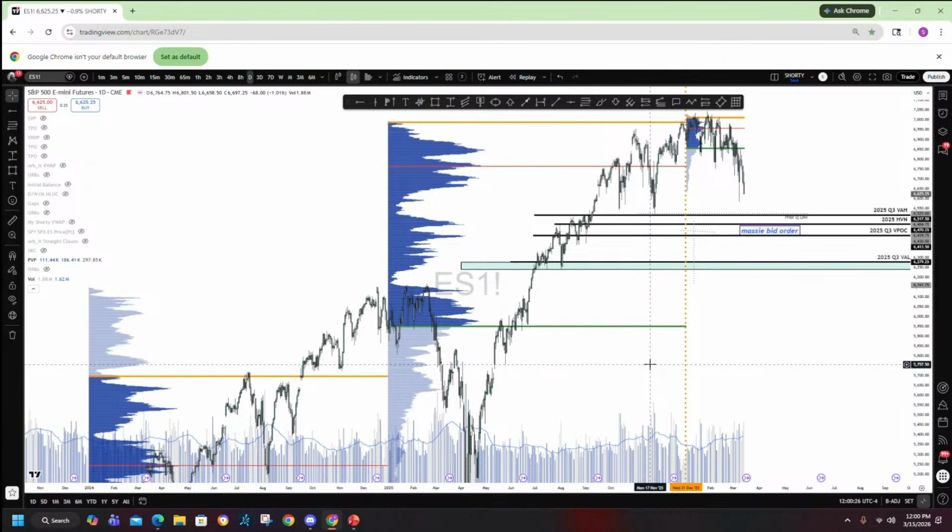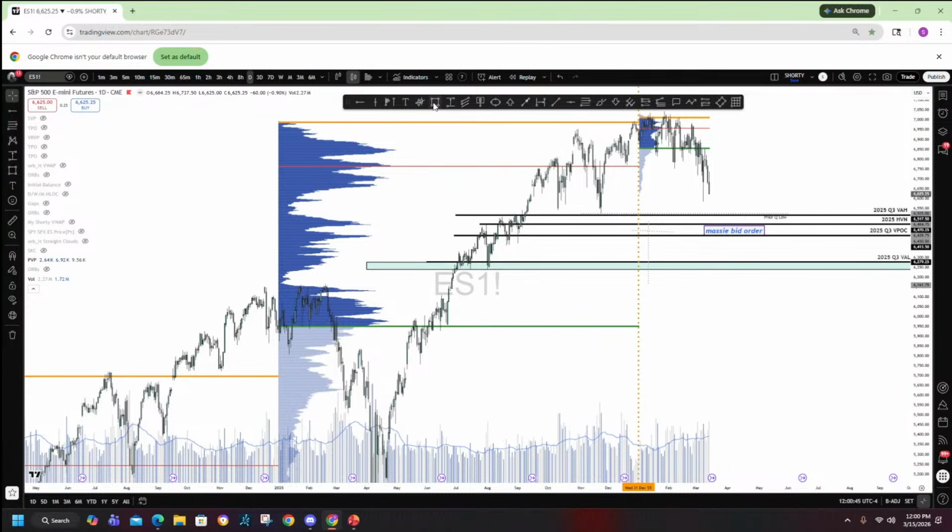It's like a triple distribution. Do we think of waiting for acceptance? Exactly. That's what we want. And look where the first skinny belly is. Does it have any correlation or any other confluence levels in the area? Q3 volume area high. Oh yeah.